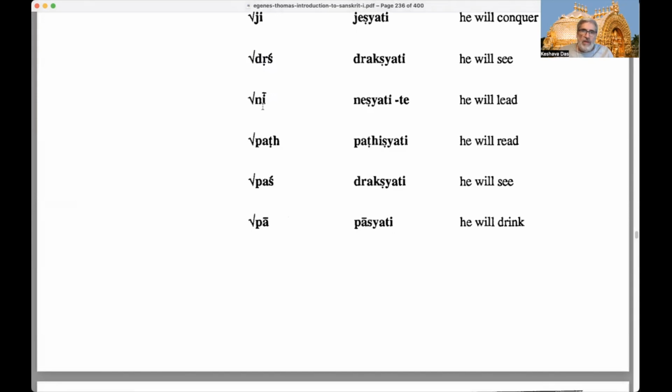So, see, in the present tense, that ni would be nayati, nayataha, nayanti, like that. But here it's neshyati, neshyate. He will lead. It could be nayati or nayate in the present.